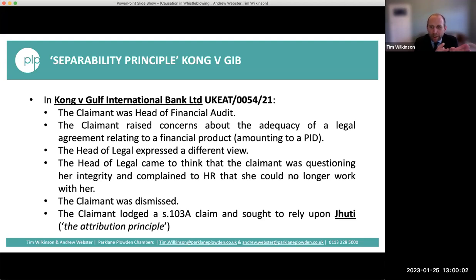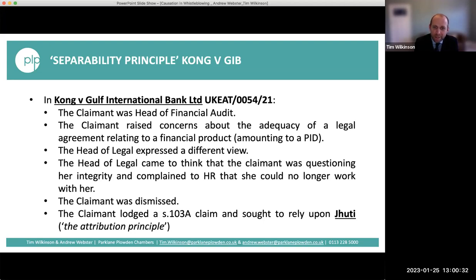Now, the claimant brought claims of detriment and unfair dismissal. And in terms of the detriment, interestingly, the tribunal found that the head of legal had treated the claimant detrimentally during the course of that conversation in the manner in which the conversation went, and also subsequently by telling others that the claimant had questioned her integrity. However, that claim failed because it was out of time.